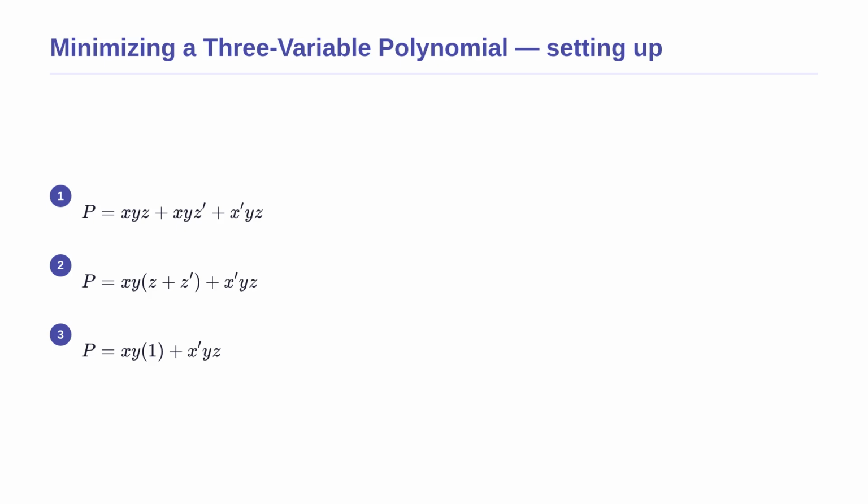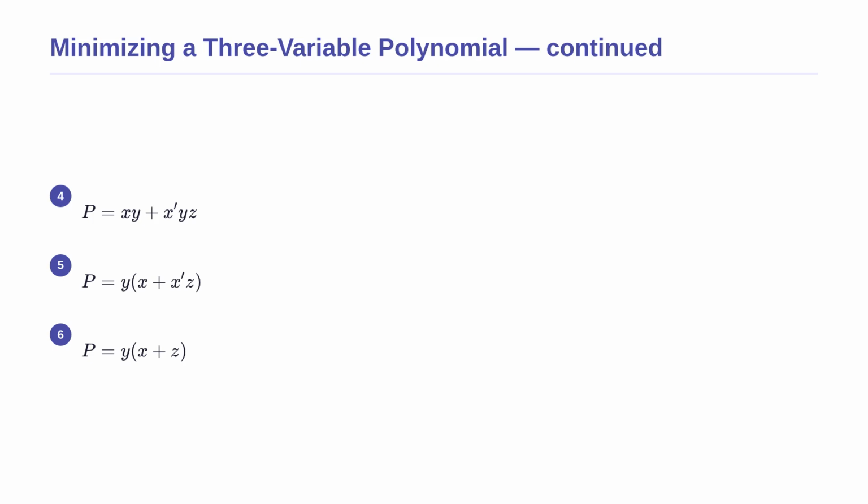Now let us tackle a larger problem. We need to find the minimal form of a polynomial p with 3 variables, x, y, and z. It currently has 9 literals. We look at the first 2 terms and see they share the exact same xy part. We factor xy out to the front, leaving z plus z prime inside the parentheses. According to the complement law, z plus z prime must equal 1. We substitute the number 1, completely eliminating the variable z from this part of the equation. Multiplying by 1 simplifies our first term to just xy.